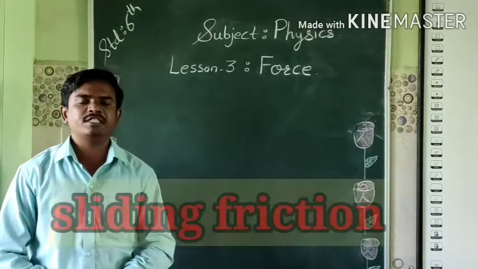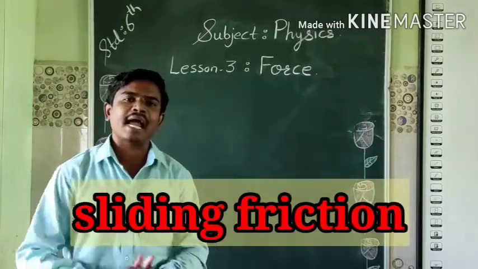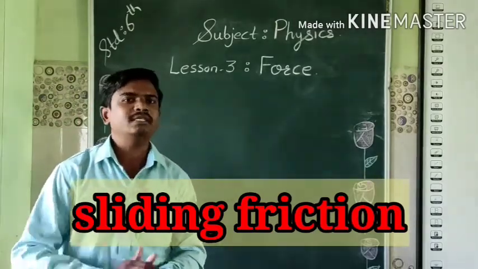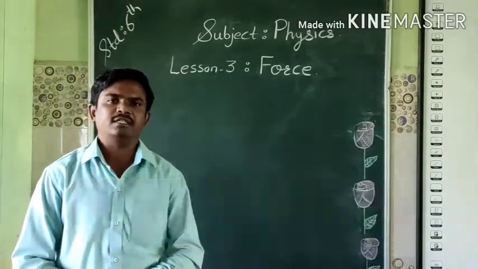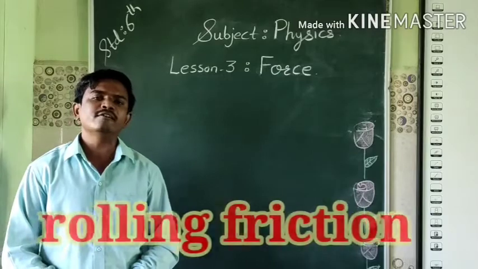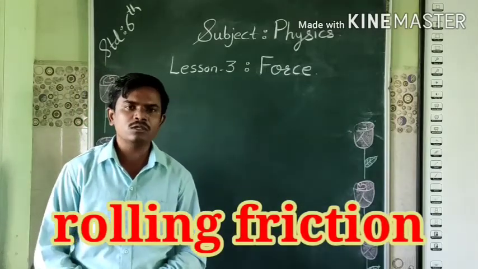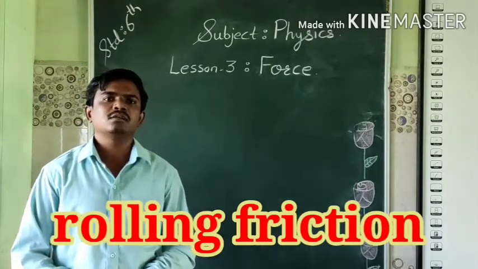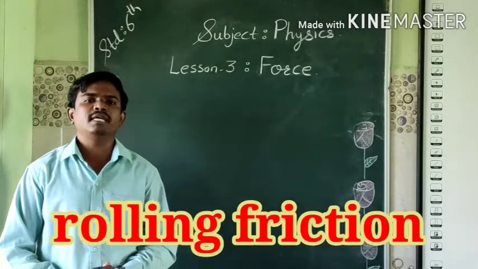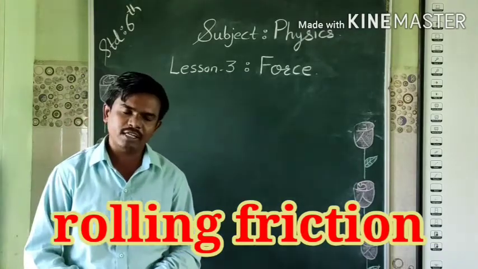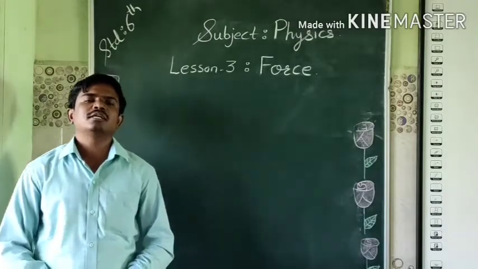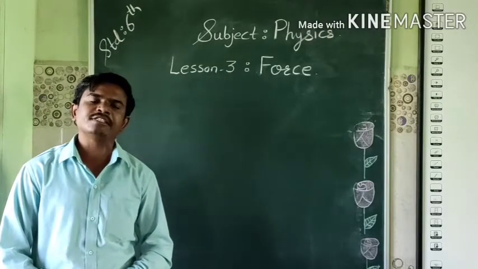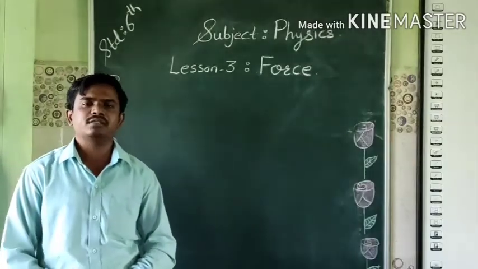Now sliding friction. When the body begins to slide on the surface, the force exerted by the surface on the object is called sliding friction. Now third, rolling friction. When the body rolls on the surface, the force which opposes the rolling motion of the object is called rolling friction. And students, static friction is greater than sliding friction, and sliding friction is greater than rolling friction.